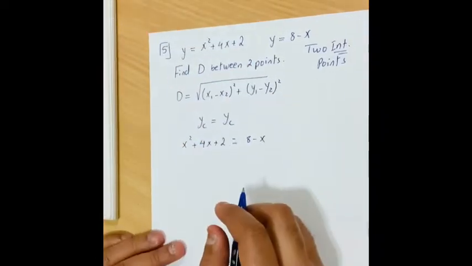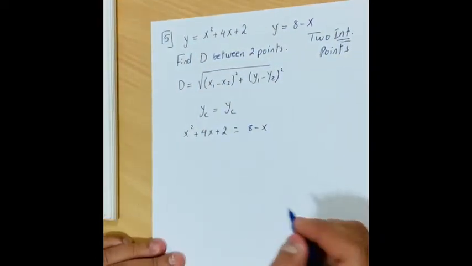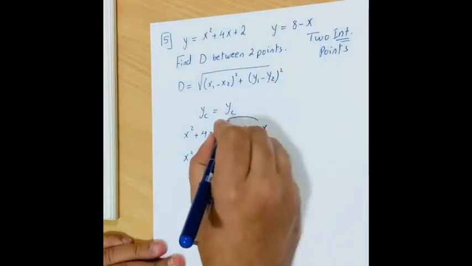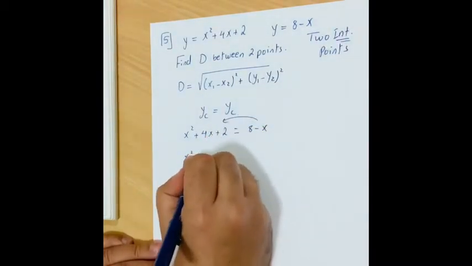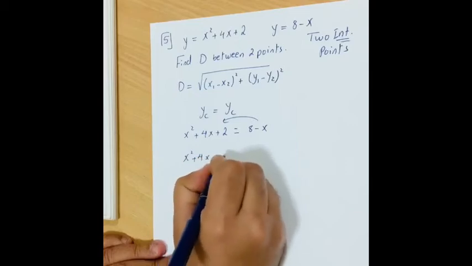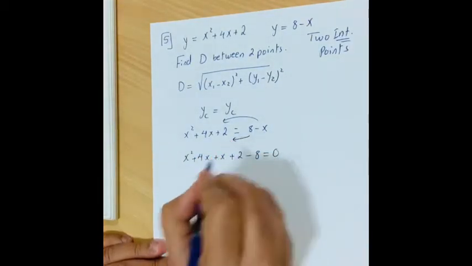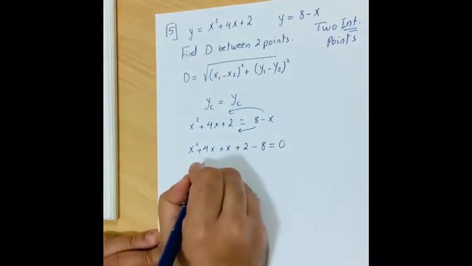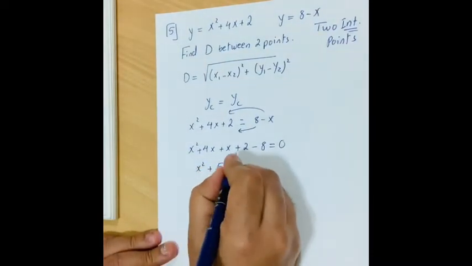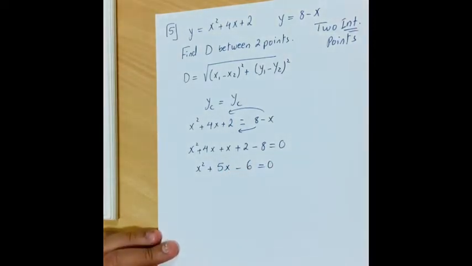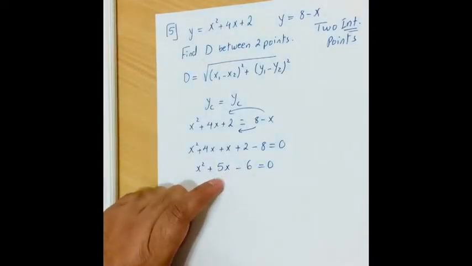So we're going to find the intersection point, as I told you. We have to rearrange the terms. X squared, and you move the negative x to the right side. So 4x plus x plus x, and you have 2 minus 8 equal to 0 if you move the 8 to the left side. X squared plus 5x, and 2 minus 8 is negative 6, equal to 0. Find two numbers that give you the product 6 and sum 5.